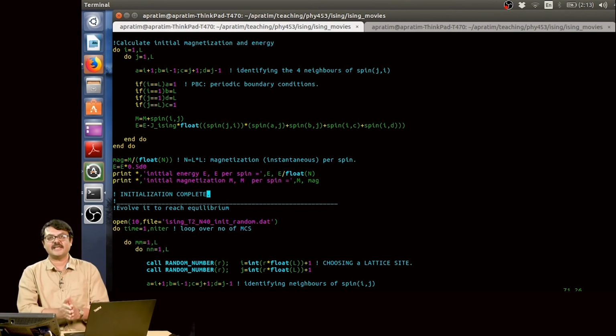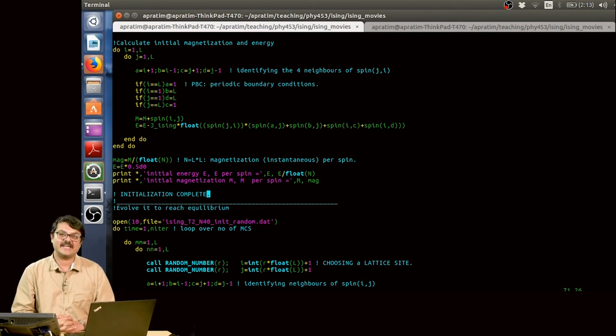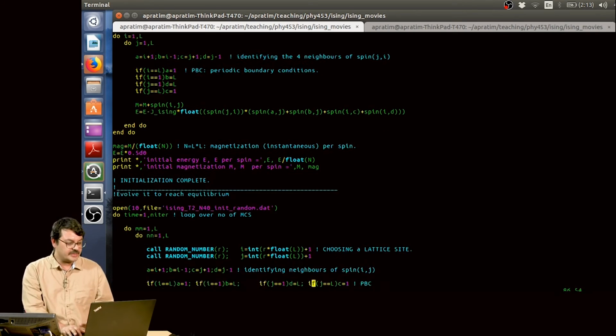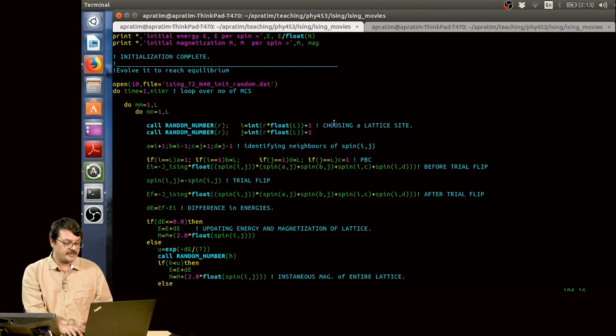Okay. So, this is initialization complete. You already have access to all the spins which have been initialized on a lattice. Moreover, you have calculated the initial energy of the entire lattice for that microstate. You have calculated the initial magnetic moment, the total spin of the lattice at time t equal to 0 before the simulation starts, and you also have access to the spin per lattice site and the energy per lattice site. So, the next thing to do is basically evolve it to equilibrium.